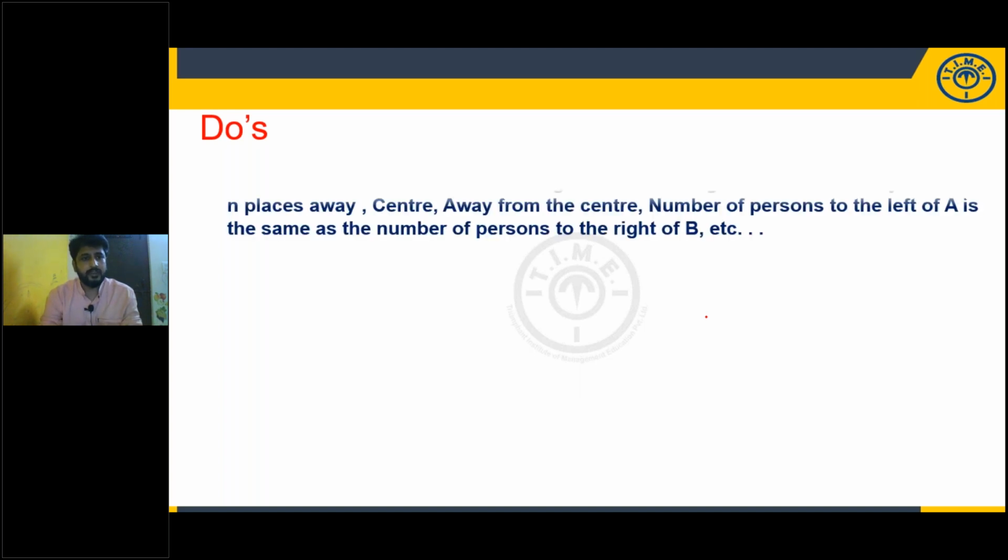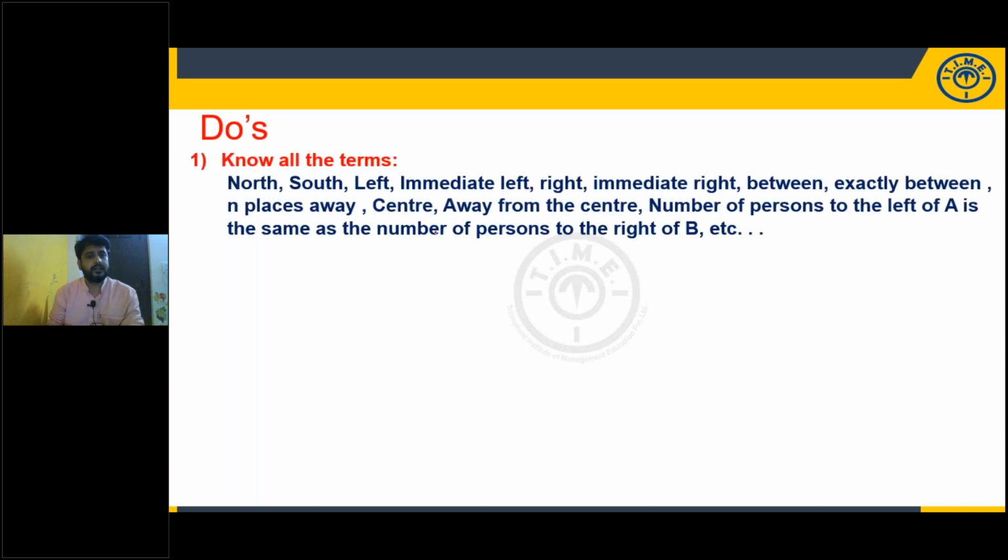You have to be thorough with all the technical terms: north, south, left, immediate left, right, immediate right, between, exactly between, n places away, center, away from the center, number of persons to the left of A is same as number of persons to the right of B. All these technical terms you have to know before appearing for the exam.